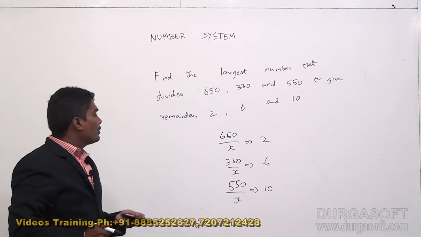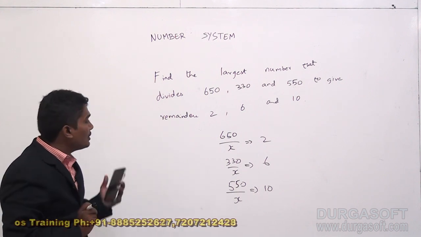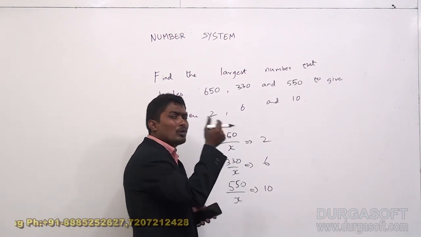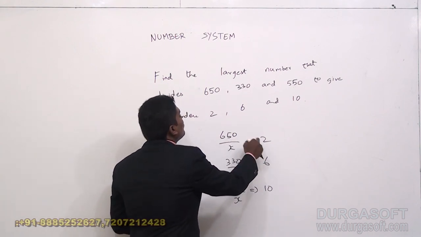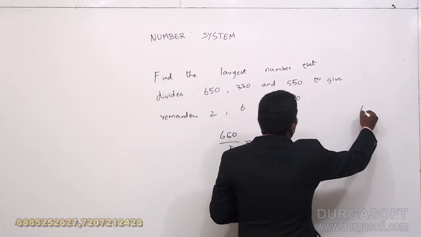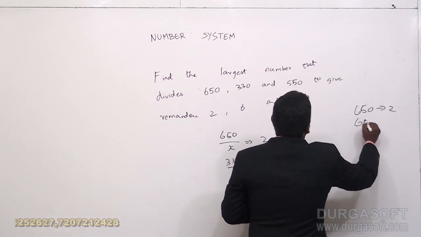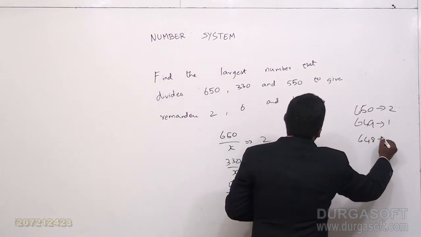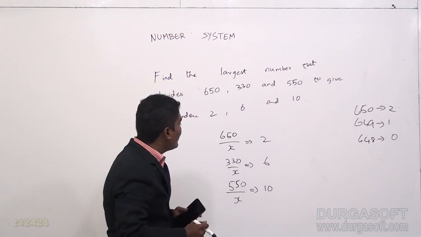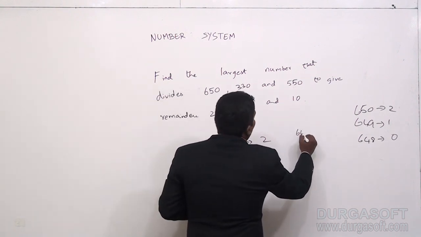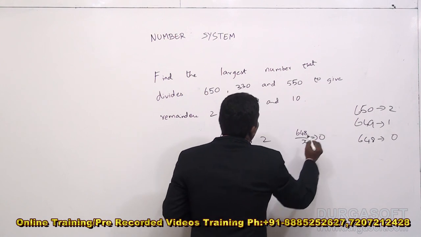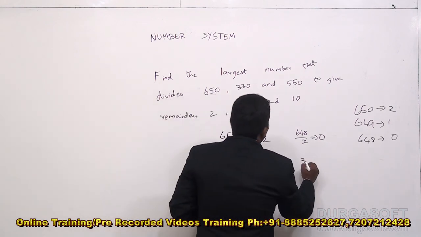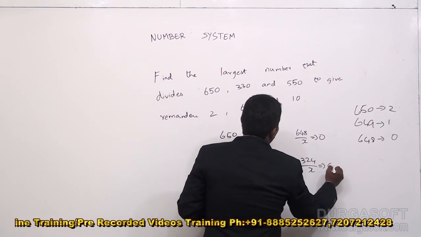In this case we have to find the largest possible value of x, not the smallest. To do this easily, I can use some common sense. 650 gives remainder 2 means 649 will give one remainder less, 648 will give 0 as the remainder. So 648 divided by x gives remainder 0. Same way, 330 minus 6, which is 324, divided by x gives remainder 0.